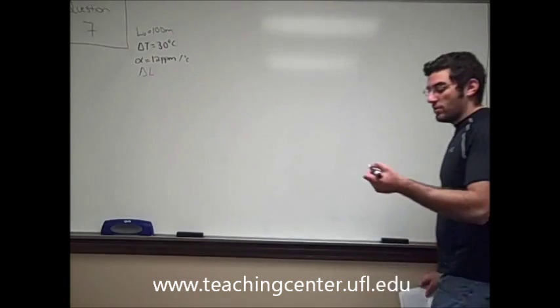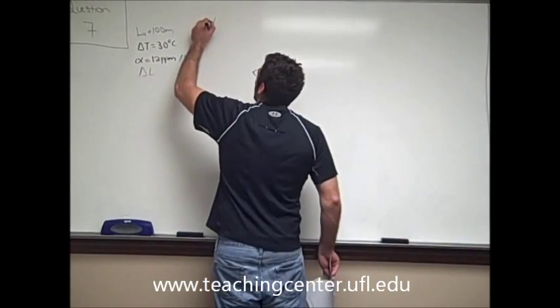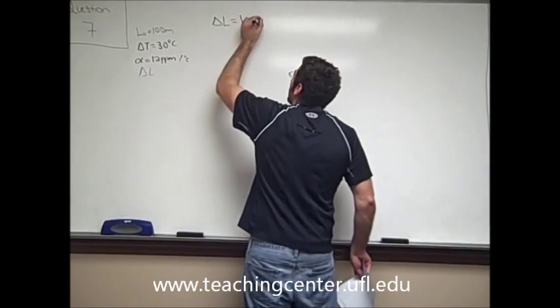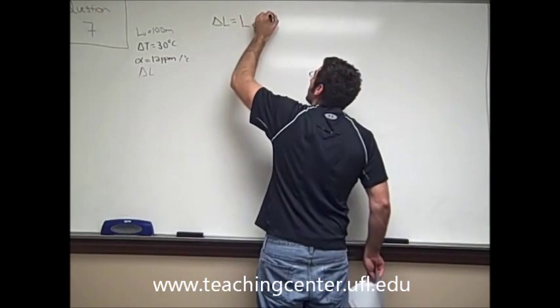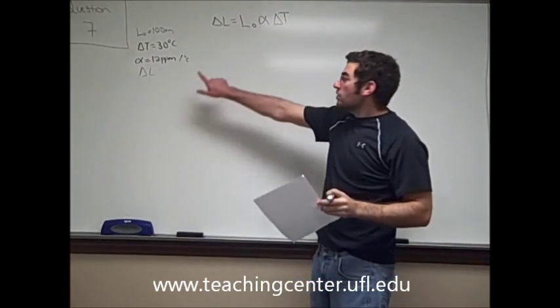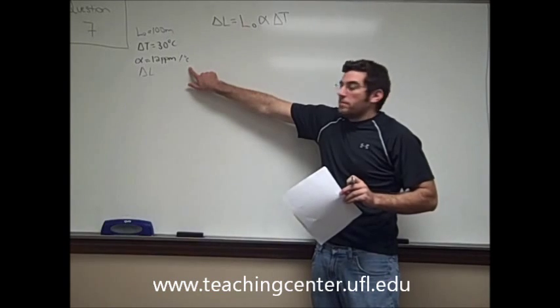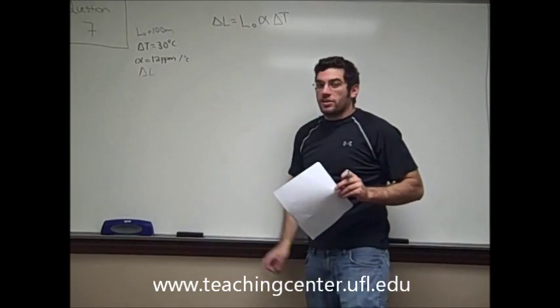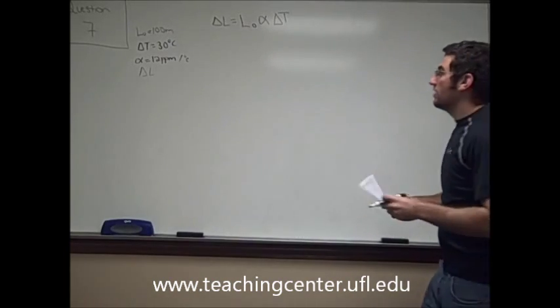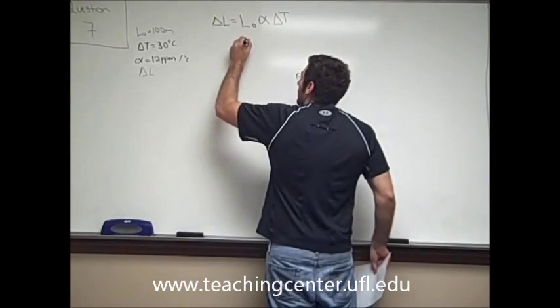So, to get down to this question, we have the formula: change in length is equal to the original length times the alpha coefficient times the change in temperature. Notice here, we have 12 parts per million per degree Celsius, and we have 30 degrees Celsius. Therefore, we do not have to convert into Kelvin. So, let's go ahead and plug everything in.